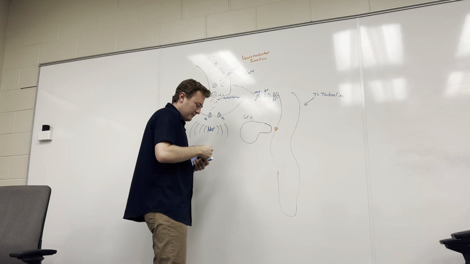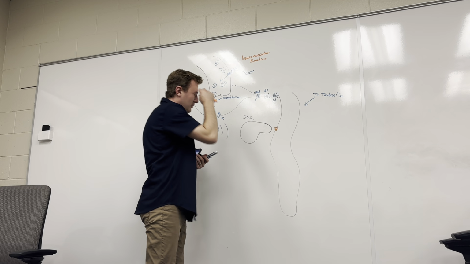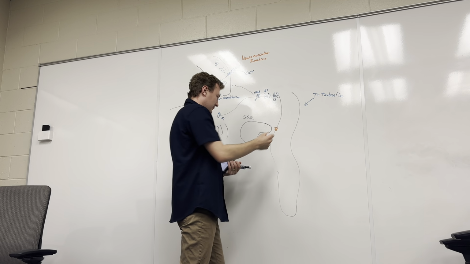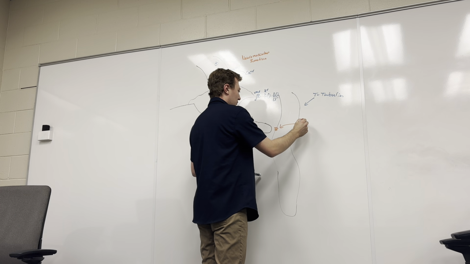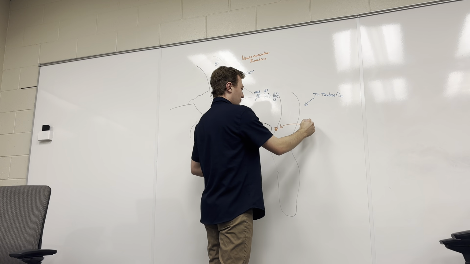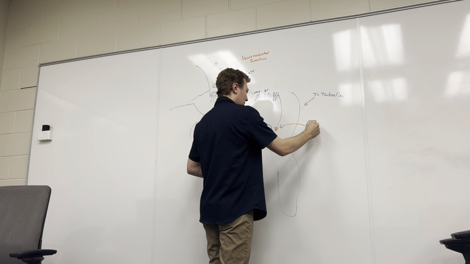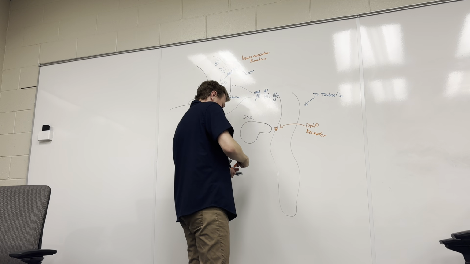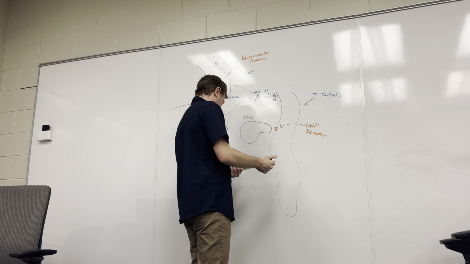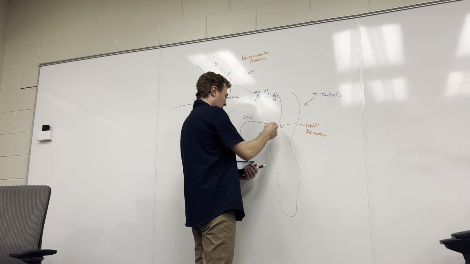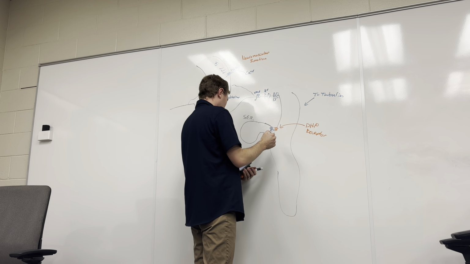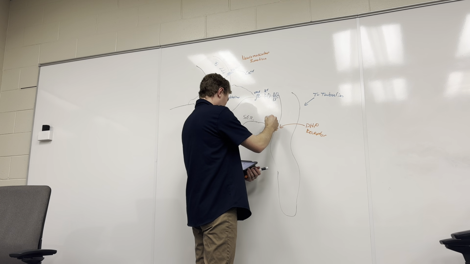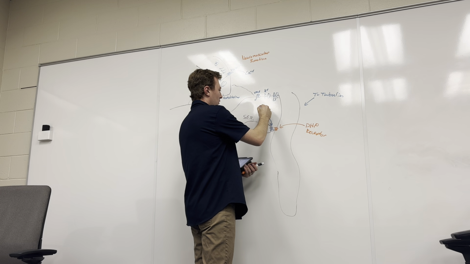But coming from our T-tubule, we have something called a DHP receptor, which is a dihydropyridine receptor. It couples with something we call the RYR receptor, which is the ryanodine receptor.